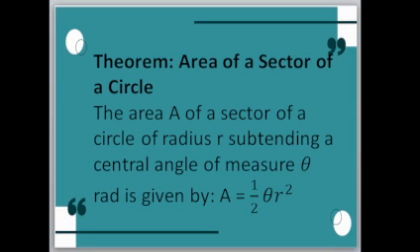Now we will go to the theorem. Area of a sector of a circle. The area A of the sector of a circle of radius r subtending a central angle of measure in radian is given by A is equal to 1/2 times the given central angle in radian times the square of the radius.